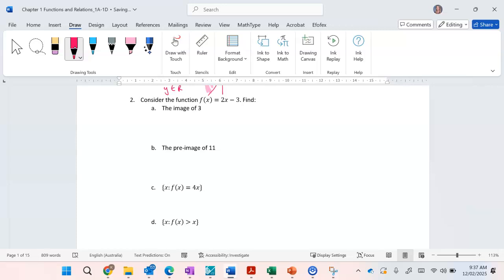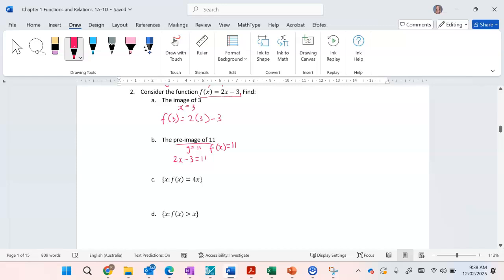So consider the function, so we've got f of x is equal to 2x minus 3. So the image of 3 just means, well, we're going to let x equal 3. So we're just substituting that into our equation. So 2 times 3 minus 3, I'll let you finish that off. So the pre-image now just means we're letting basically y equal 11, which is y is the same as f of x, so f of x is equal to 11. So 2x minus 3 is equal to 11. So just a different wording, I guess. So image, we're letting x equal 3. The pre-image, we're letting f of x equal 11.